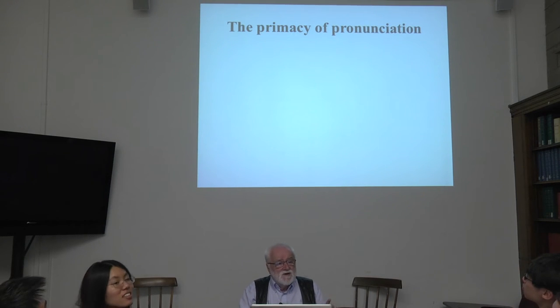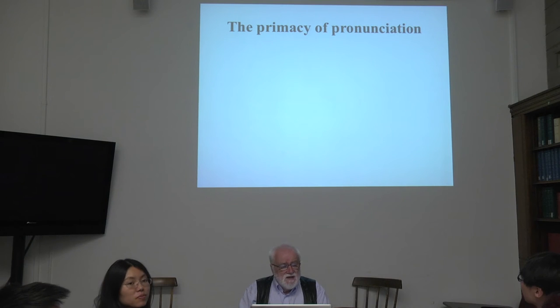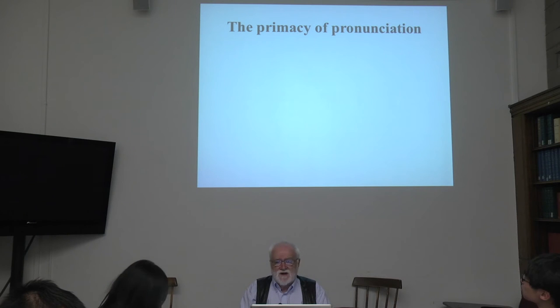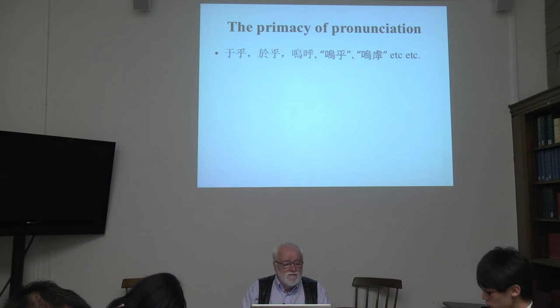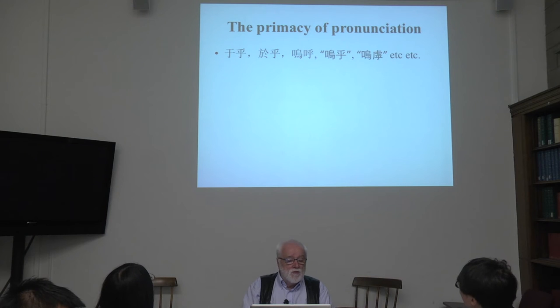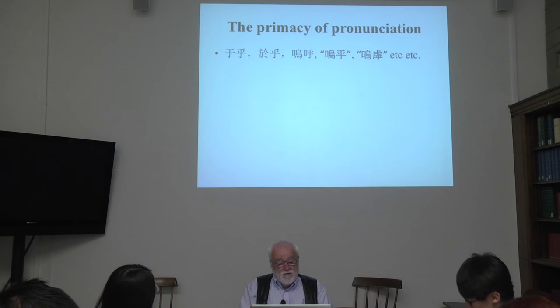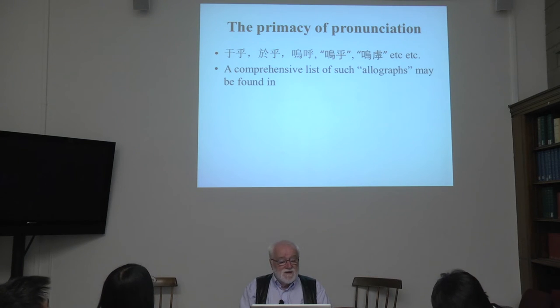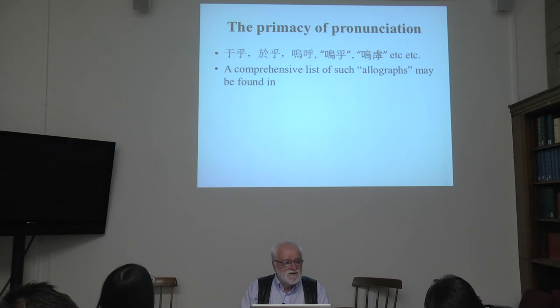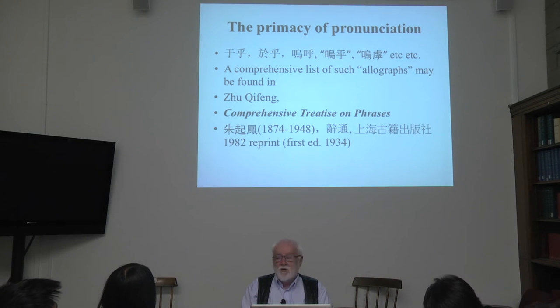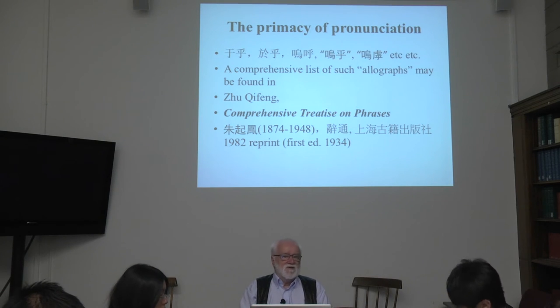What I want to explain on this occasion is the primacy of the pronunciation of characters. So, for example, wuhu can be written yuhu, yuhu, wuhu, wuhu, wuhu, and so on and so on. And a comprehensive list of such allographs was produced by a person that I admire immensely, Zhu Qifeng, in his comprehensive treatise on phrases, the Citong. If you ever see a copy of that, buy it.